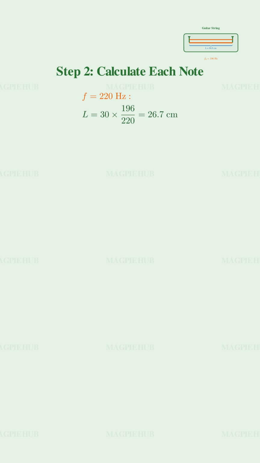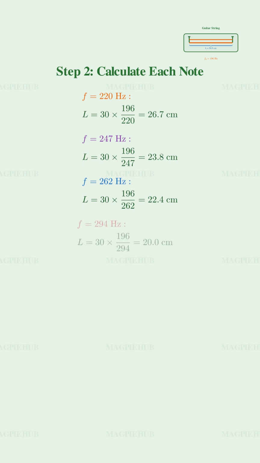For 247 Hz, 30 times 196 over 247 gives 23.8 cm. For 262 Hz, 30 times 196 over 262 gives 22.4 cm. And for 294 Hz, 30 times 196 over 294 gives exactly 20.0 cm. So the finger must be placed at these distances from one end of the string.